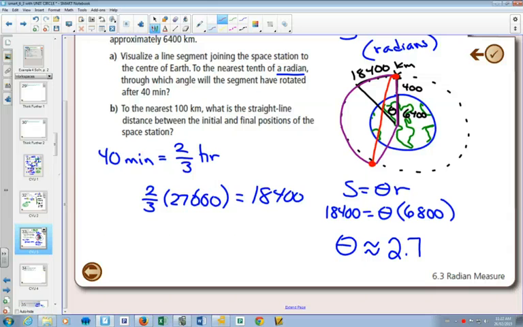Can you see that that makes a triangle? What do we know about that triangle? Well, it's not a right triangle, so we can't use SOHCAHTOA or a squared plus b squared equals c squared. What do we know? We know that these are both radii that are both 6,800. And in the last question, we found out that this angle theta right here was 2.7 radians, approximately.